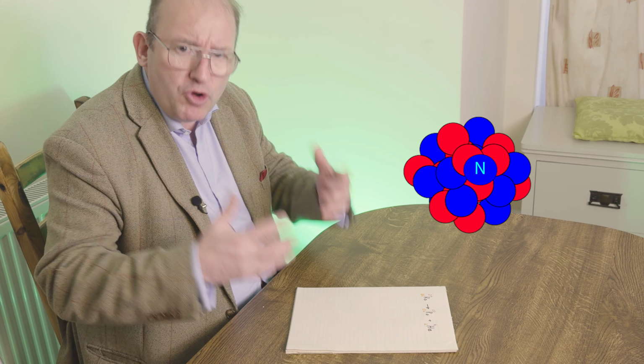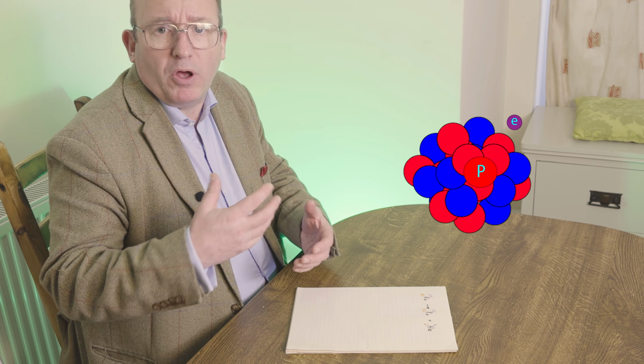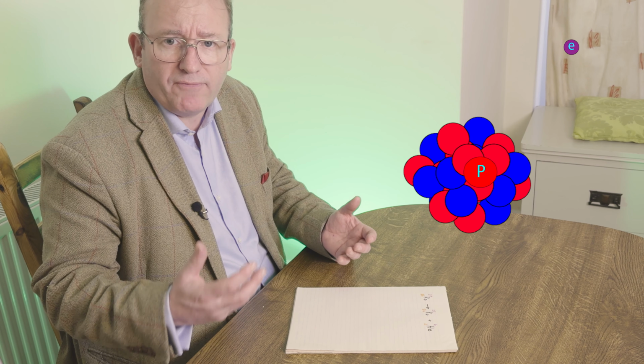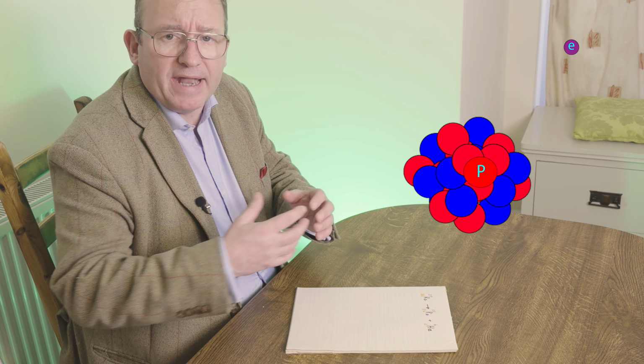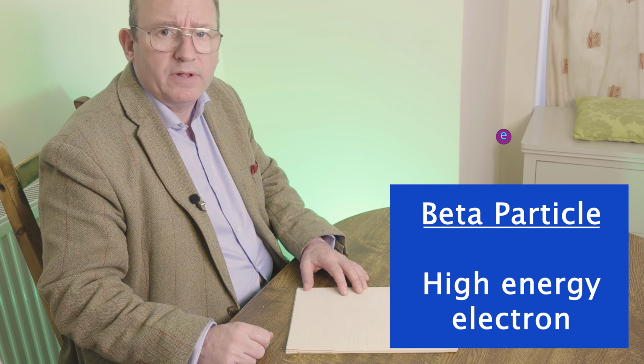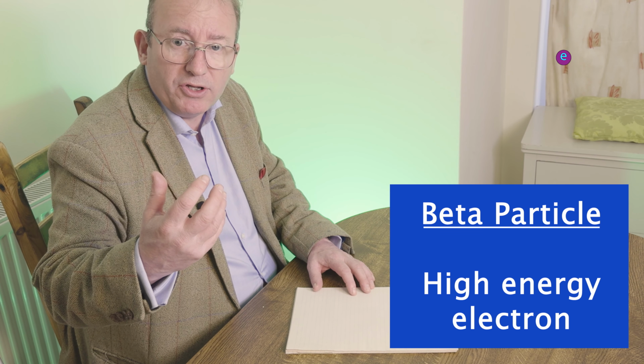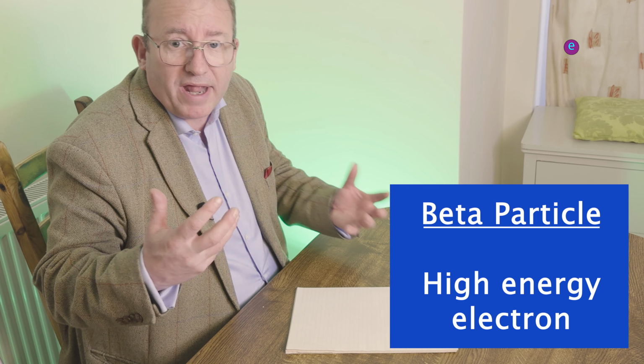Now let's look at beta decay. Beta decay occurs in a nucleus when a neutron decays into a proton. The proton is positively charged, so to conserve charge we have to give off an electron, and that electron becomes the beta particle. The beta particle flies out of the nucleus because that's not where electrons belong.